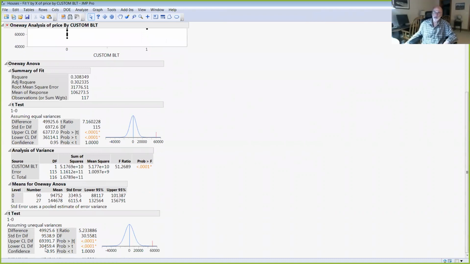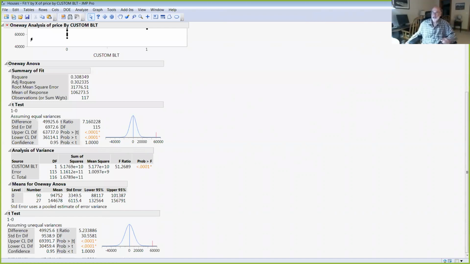Notice the confidence interval is a bit wider. Instead of being 95% sure, it's between 30,500 essentially and 69,400 or so. So it's a wider interval representing the increased uncertainty by not making that pooling assumption.